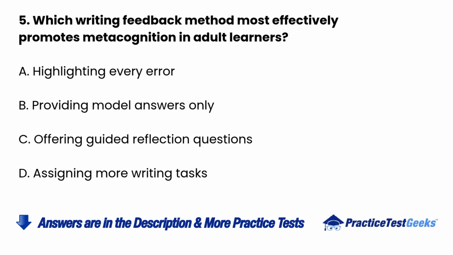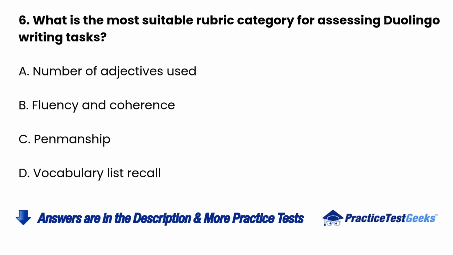A. Highlighting every error. B. Providing model answers only. C. Offering guided reflection questions. D. Assigning more writing tasks. 6. What is the most suitable rubric category for assessing Duolingo writing tasks?